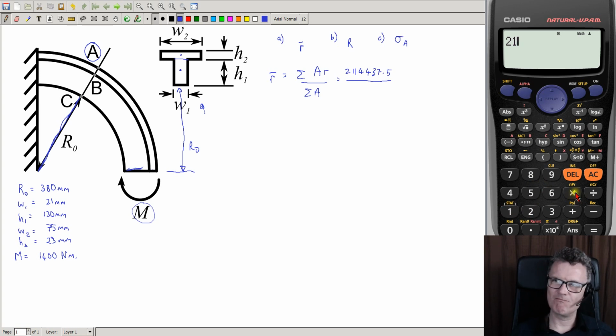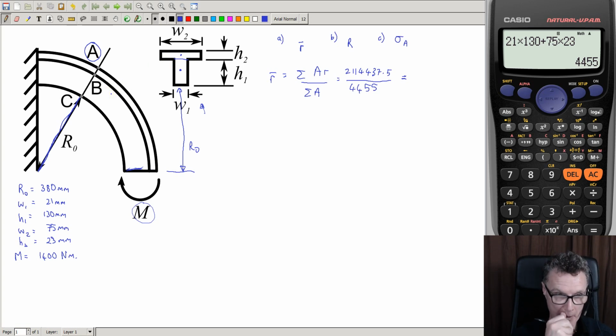Actually that's something worth doing because I'm going to use the area in my next calculation, so it's good to work out the areas. So 21 times by 130 plus 75 times by 23. So the area will be 4,455 millimeters to the power 2. So we've got our two numbers. Let's work out where the centroid is, and we're expecting it to be about here-ish, aren't we?